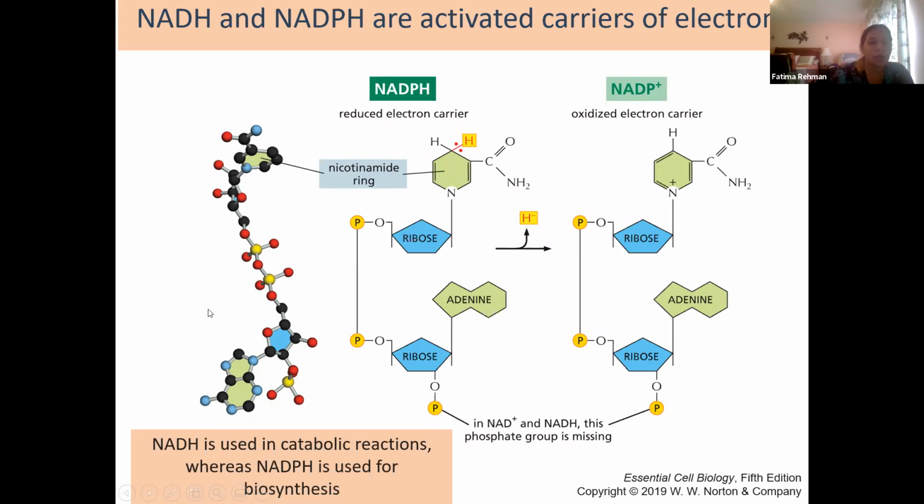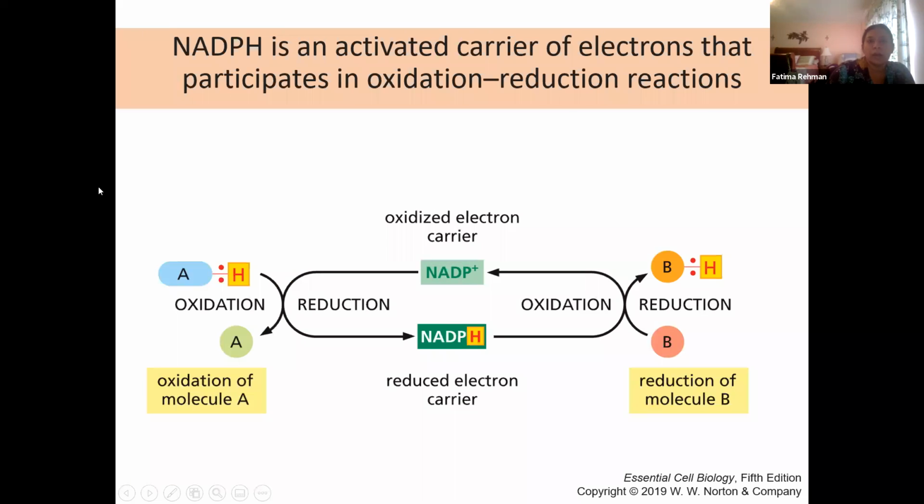NADH is used in a lot of catabolic reactions, and NADPH, on the other hand, is used when you're building molecules. So it's one of those intermediate steps where you are using it as an intermediary to build macromolecules in our system, including as we build, for example, DNA or another macromolecule. Okay. So NADPH is an activated carrier of electrons. It goes through an oxidation reduction process to make NADP plus, which is the oxidized electron carrier. And then when it is reduced, it turns to NADPH.